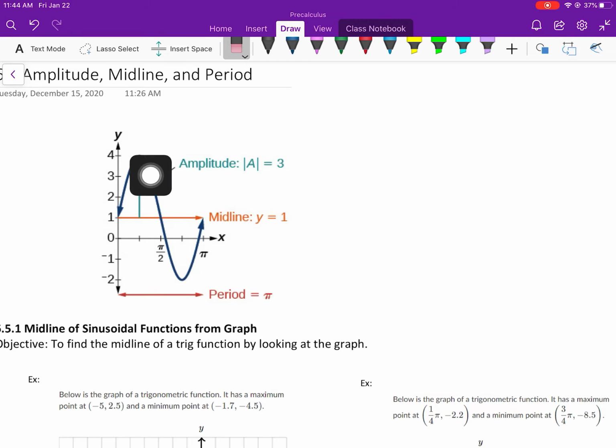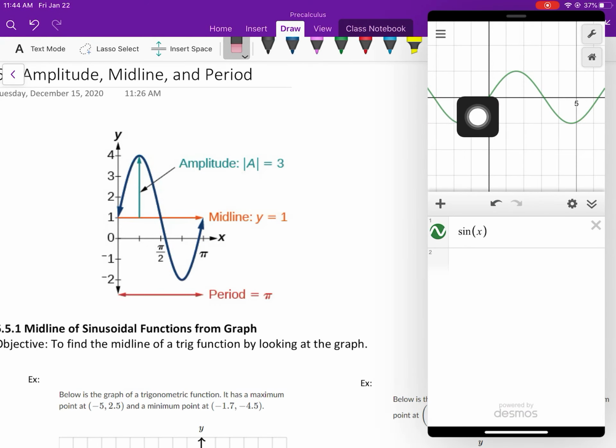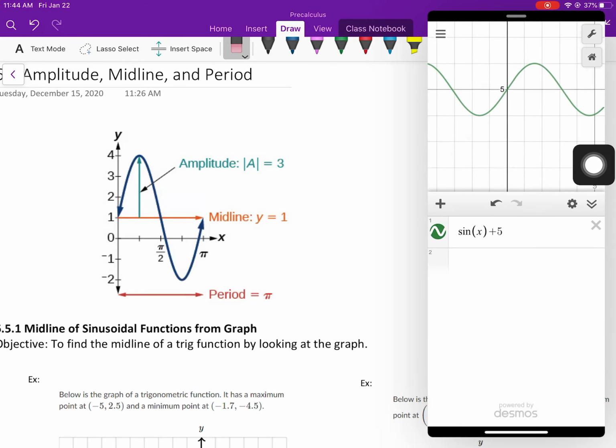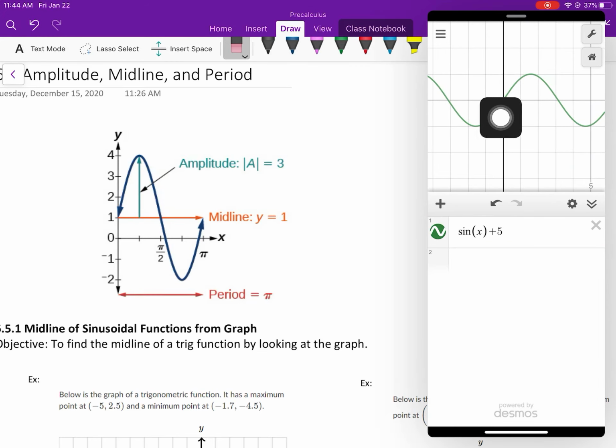Amplitude is going to be how high. Well, let's start with midline. Midline is right in the middle of that sine graph. So I can shift that up or down, like +5 here would bring my sine graph up. Now my new midline is right here at 5. So it goes right through the middle. Notice that is right in between the top and the bottom. We can call this the hill and the valley. So right in between the hill and the valley, right in the middle of that is our midline.